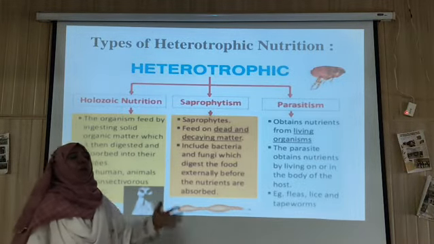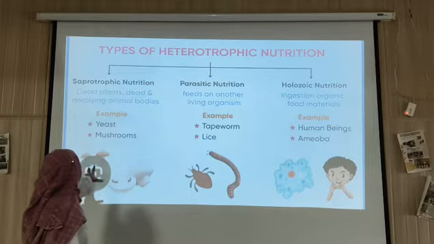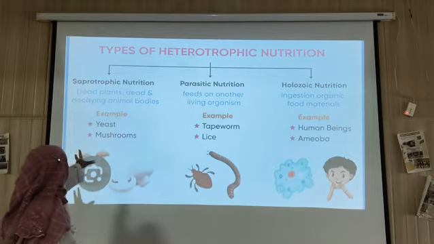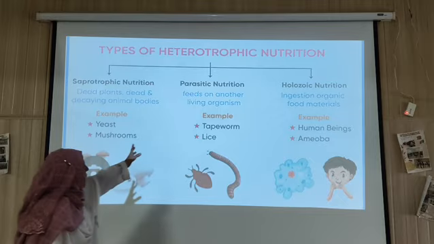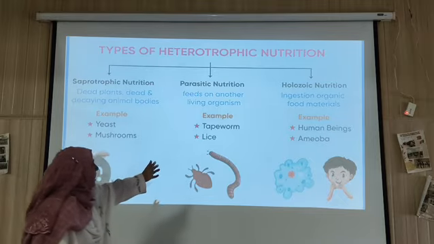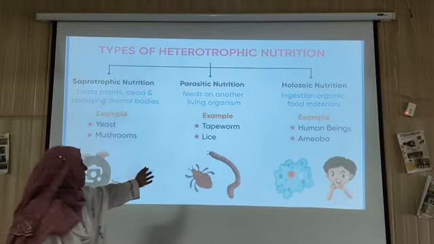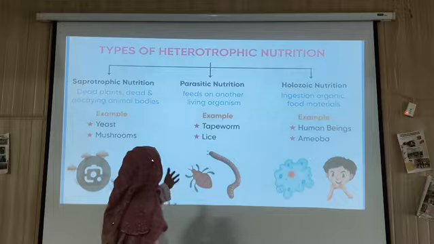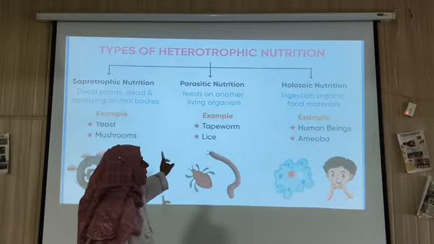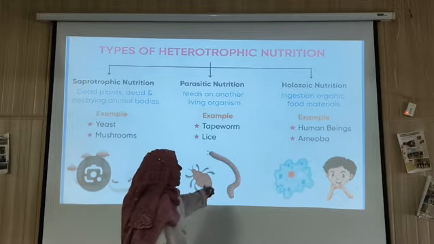These are some examples of saprotrophic mode, that is yeast and mushrooms. They are saprotrophs which feed on dead and decaying matter. Parasitic nutrition, like tapeworm, which is an endoparasite, and lice, which is an ectoparasite. They derive their food from other living organisms and harm the body of the host organism.